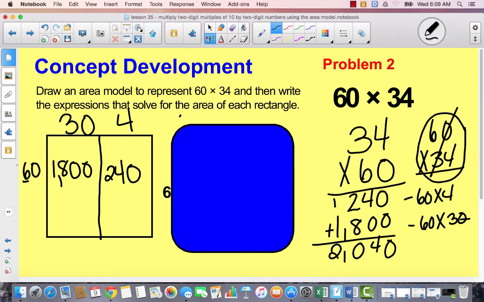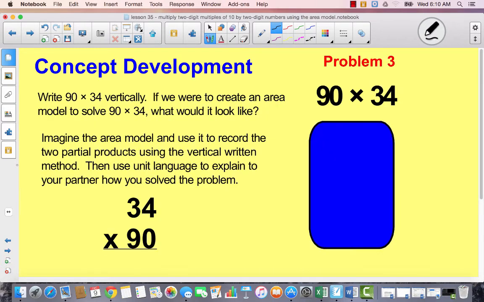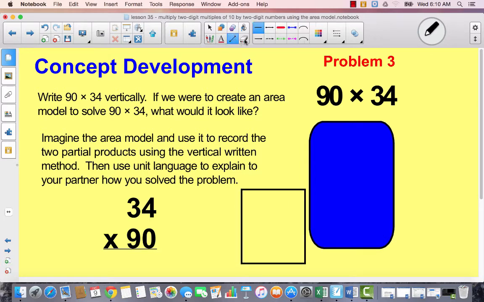Okay, we're going to try one more of those before we get to our problem set. This time we're going to do 90 times 34, and we're going to write the problem just like we did here. This is the standard algorithm, and we're going to write it vertically with the multiple of 10 on the bottom. Okay, so let's go ahead and make our area model. I'm going to just go ahead and draw another one. So our area model is going to look like this, and we're going to draw one line down the middle.